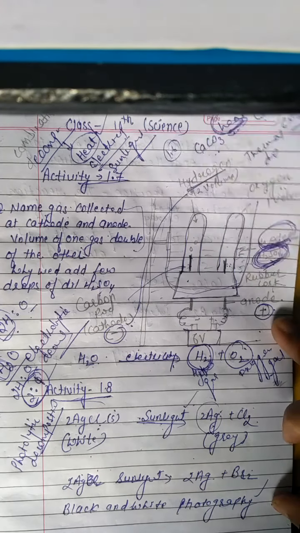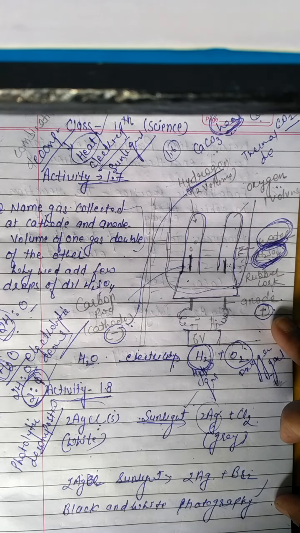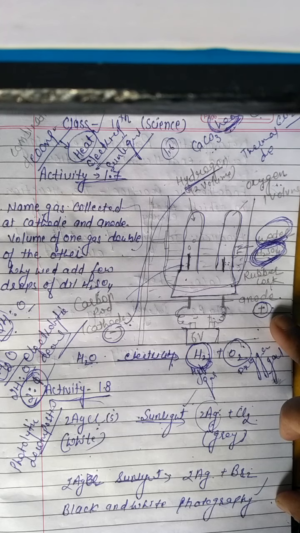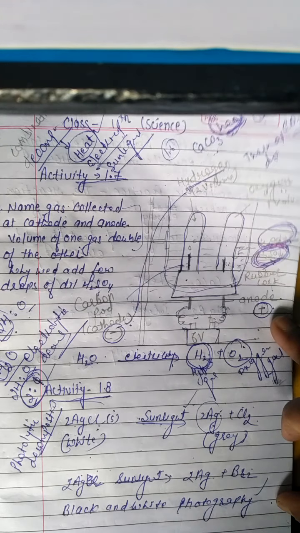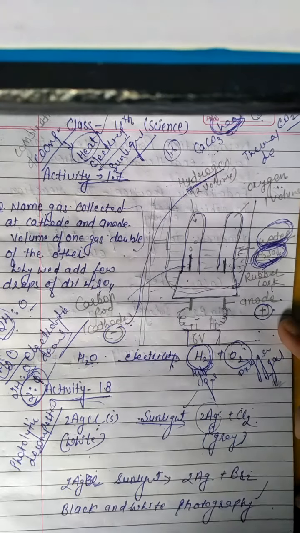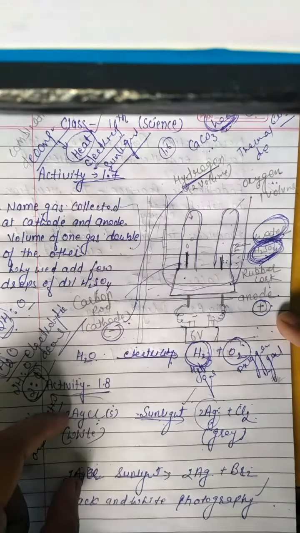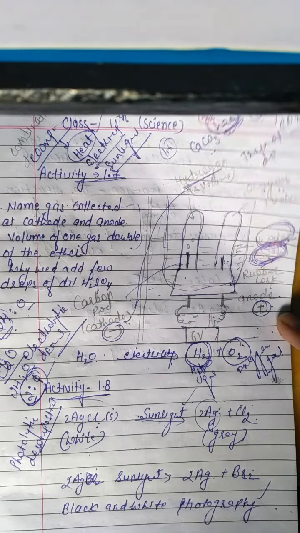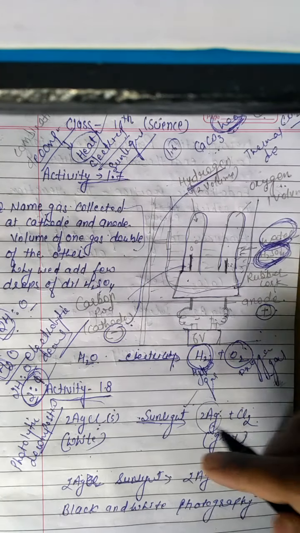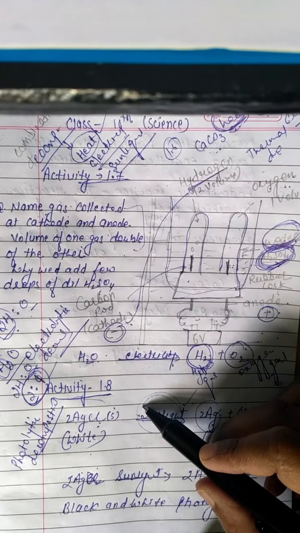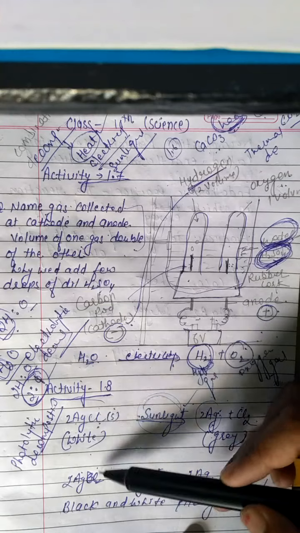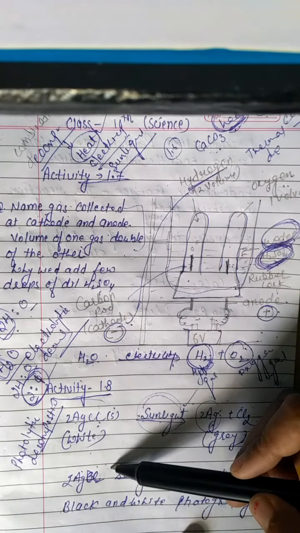A general question that can come is: name the reaction or which type of reaction is used in black and white photography, and write down that reaction and balance it. So that's why we use these reactions. Clear? This is called a photolytic decomposition because this reaction takes place in the presence of sunlight. Learn these reactions by writing them 2 or 3 times.